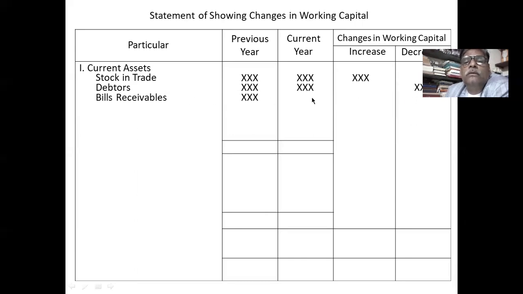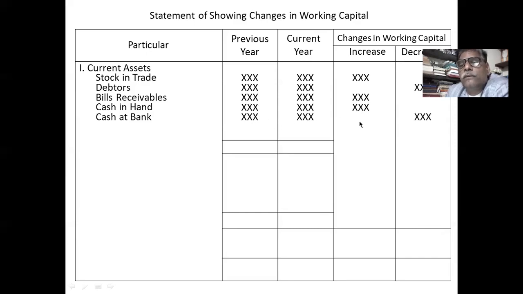Then bills receivable. Previous year, current year. The difference you write in the increase column or decrease column. If increase is there, write in the increase column. If decrease is there, write in the decrease column. Cash in hand. Write the amount, take the difference. If the current year is an increase, write in the increase column. If decrease, write in the decrease column. Cash at bank. Previous year, current year. You take the difference. If there is an increase, write in the first column. If a decrease, write in the second column.